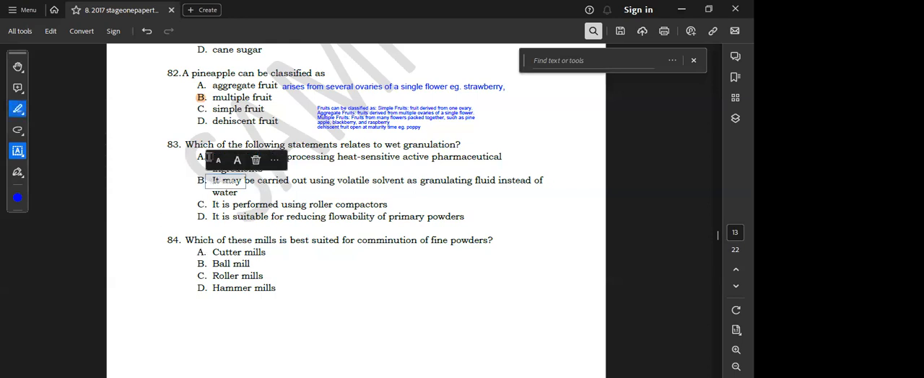Gaia says B, it may be carried out using volatile solvents as granulating fluid instead of water. So I think we covered this granulation stuff. Someone please summarize it for us.